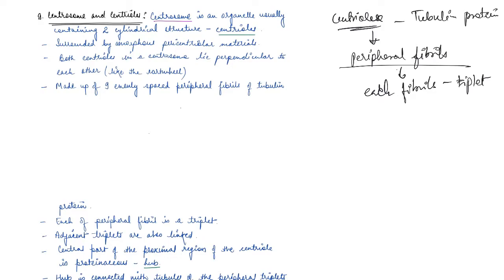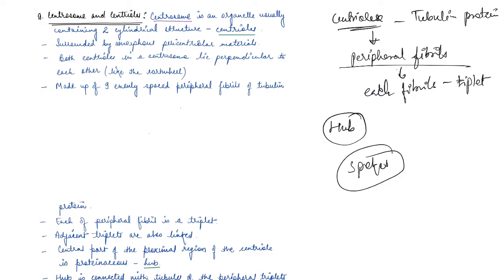So the central part of the proximal region of the centriole again is proteinaceous, and it is known as the hub. It is made up of protein. Now this is connected with the tubules of the peripheral triplets by radial spokes. So there are radial spokes through which it is connected, right? And again, it is made up of proteins. So you can see that the entire structure is made up of proteins, right?